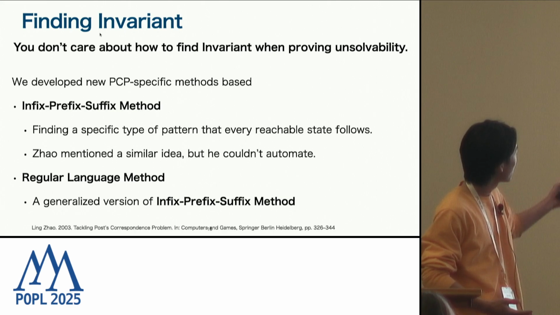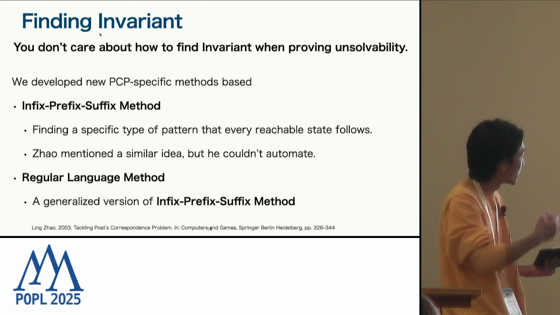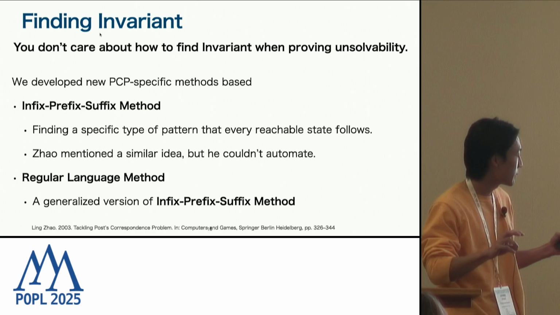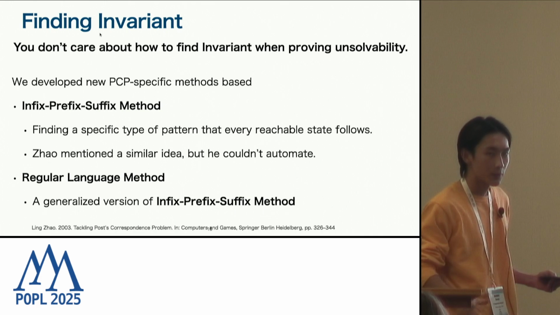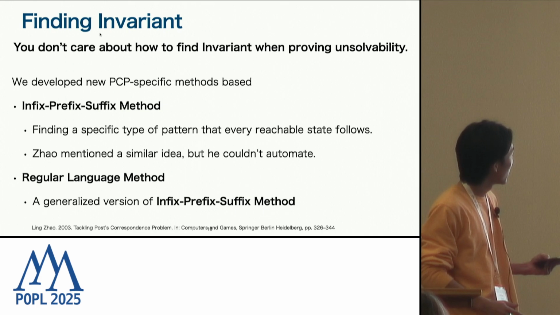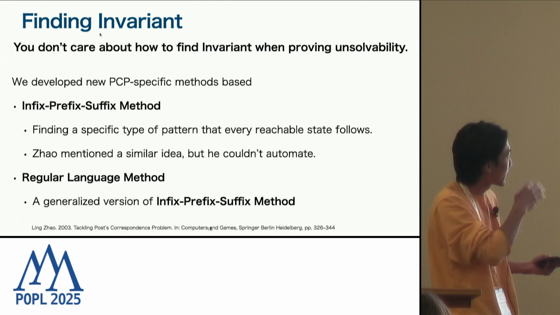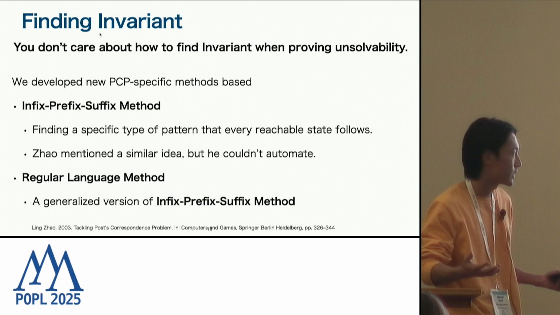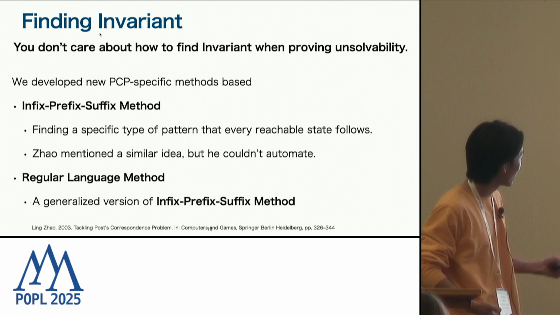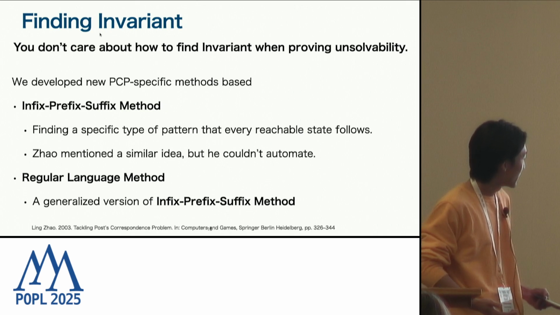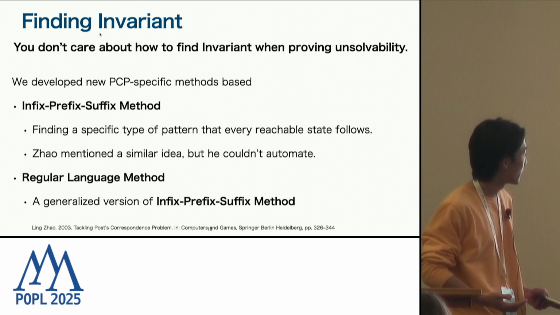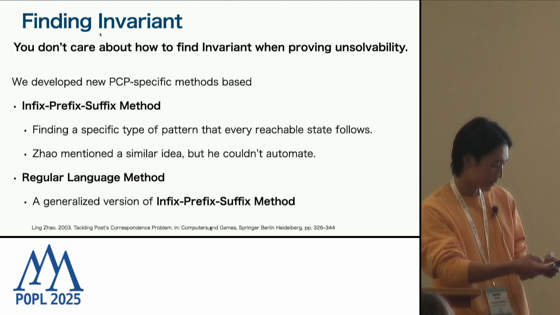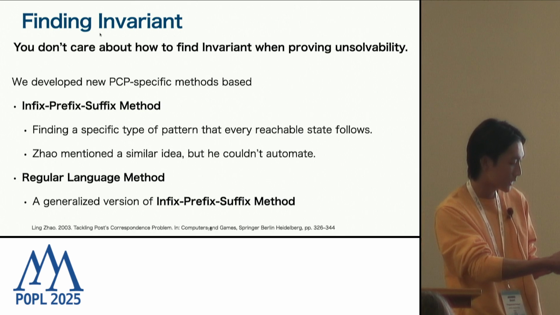The first one is the infix prefix suffix method. This is a method finding a specific type of pattern that every reachable state follows. And in this method, we use a language class, infix prefix suffix language, to abstract state space. And we have a variant, the regular language method. This is a generalized version, and it leverages regular language to abstract state space. Let's begin with the first one.